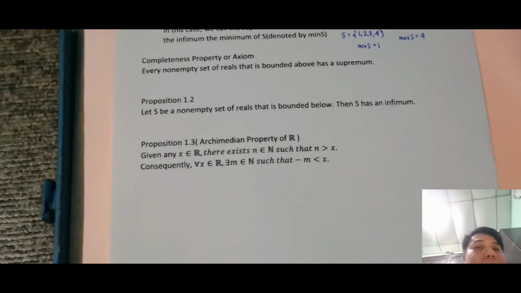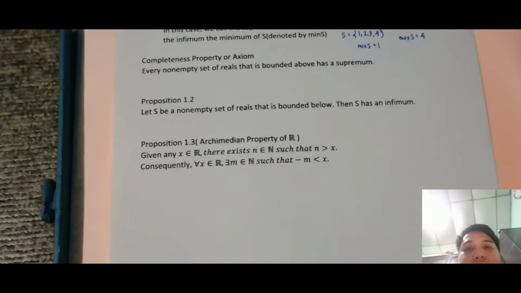Consequently, for all x element ng real, there exists m element ng natural number such that negative m is less than or equal to x. So, kung meron ka nakitang real number, kaya ko naman din makita ng mas maliit na natural number doon. Kunyari, ang naisip mo is negative 3.14. Hindi mo pwede sabihin 4 is less than negative 3.14, kaya nakalagay negative m. So nakita ko ng 4, element ng natural number, in which si negative 4 is less than negative 3.14. Ayun yung ibig sabihin niya.